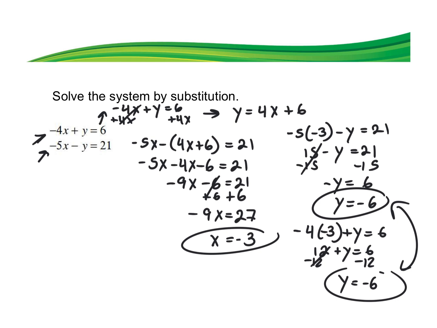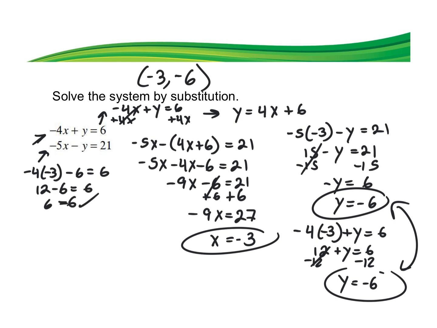Now, I am going to check it by plugging in our ordered pair of negative 3, comma, negative 6 into both equations. So if you get 4 times negative 3 minus 6 equals 6, so I get 12 minus 6 equals 6. So then I get 6 is equal to 6, so it works out for the first.